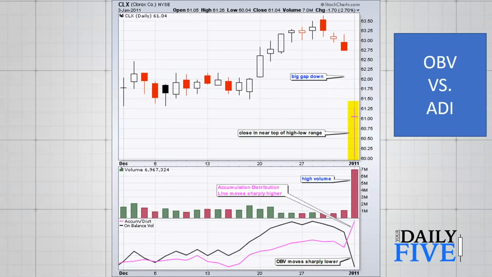Unbalanced volume versus ADI. This is a great way to look at it. And here's something very, very cool, again from the chart school. They can trend together. In a sideways market, they're trending together.